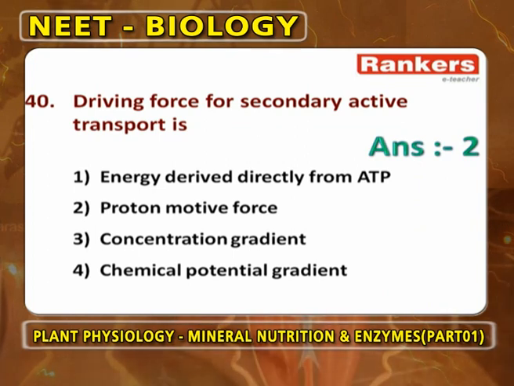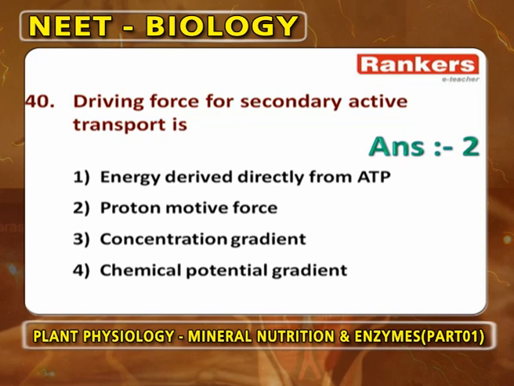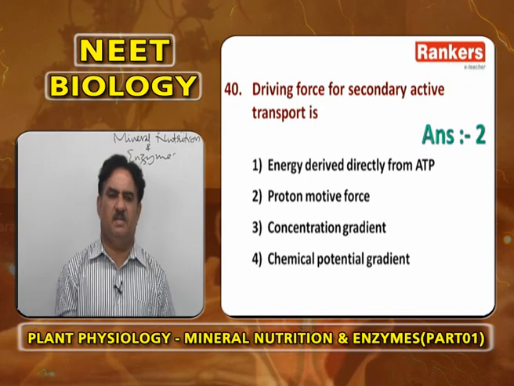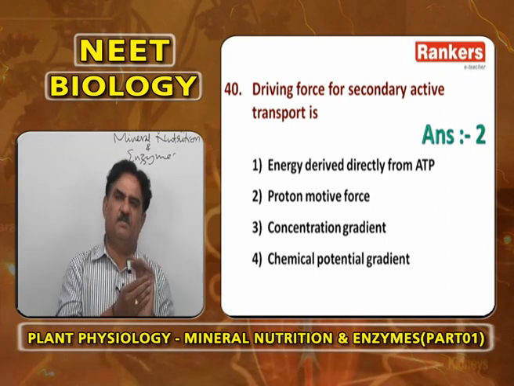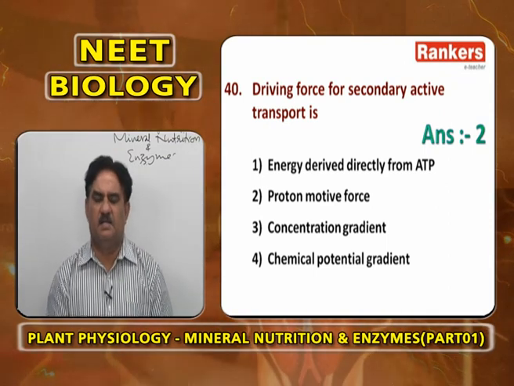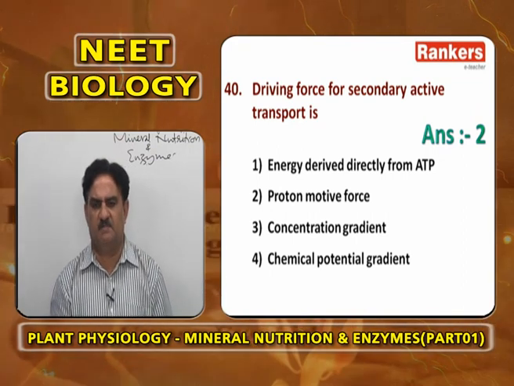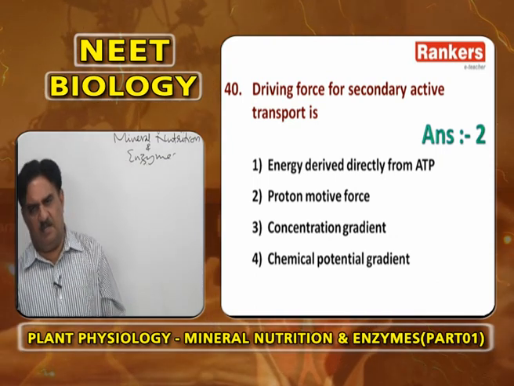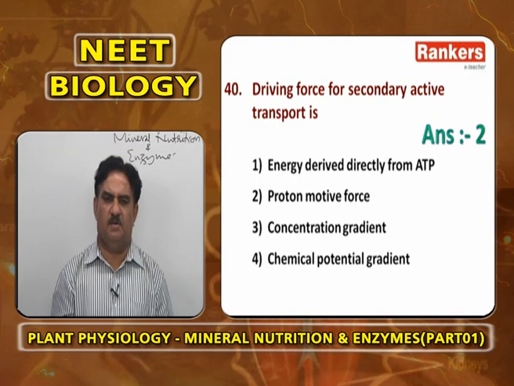Driving force of secondary active transport. First, the driving force for primary active transport: whenever primary active transport takes place, ions move from symplast to apoplast. The movement of protons from the inner space to the outer space is popularly called primary active transport, and for primary active transport the driving force or energy is given by ATP hydrolysis. Now so many protons get accumulated in the outer space, and the proton number in the inner space becomes negligible. This makes a proton gradient.